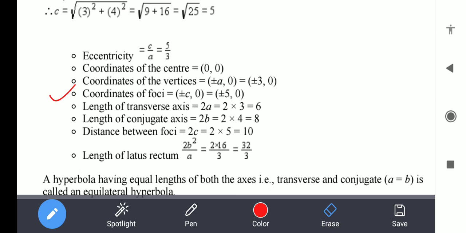Length of the transverse axis is 2a. Length of the conjugate axis is 2b. Distance between foci is 2c. Length of the latus rectum is equal to 2b square upon a.